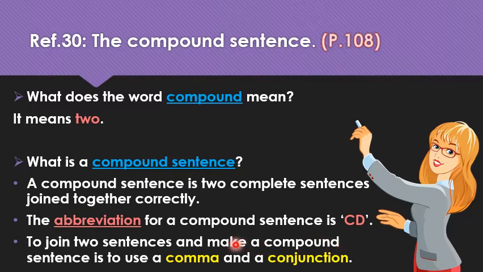So how can I make a compound sentence? Again, I should use a comma and a conjunction to join 2 sentences together. When I join 2 sentences together, I don't just do it randomly, okay? I have to put a comma and conjunction in it in order to make a compound sentence.